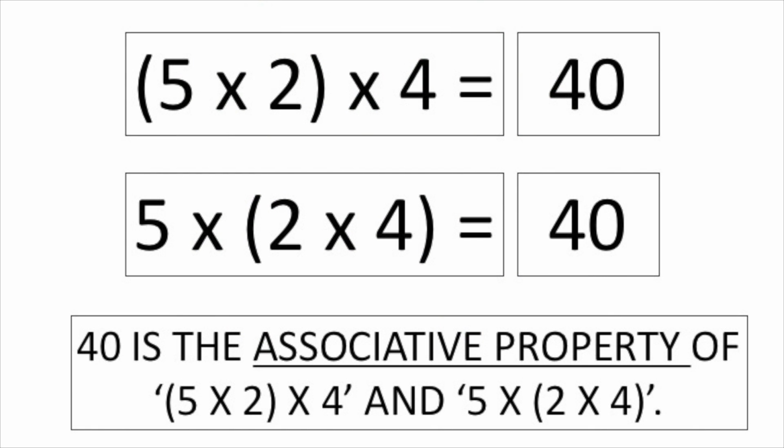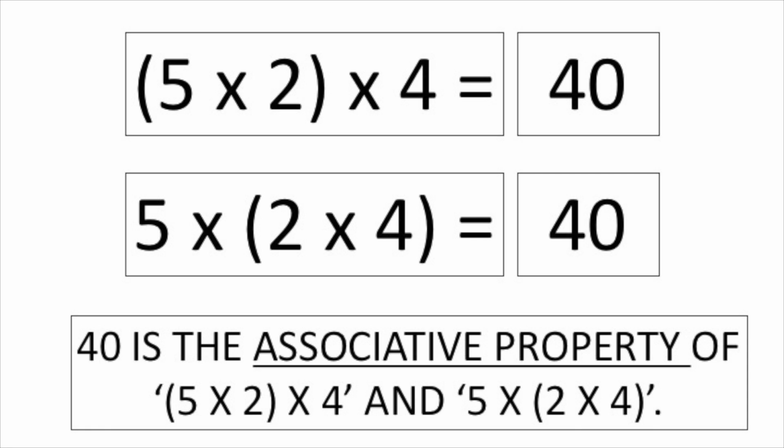Now, we have our sum here. Now, what do we remember from combined operations? Which part must we do first? In the bracket. Always in brackets, yes. So 5 times 2 equals 10, and then 10 times 4 equals 40. Okay, so that's one way to answer this sum.